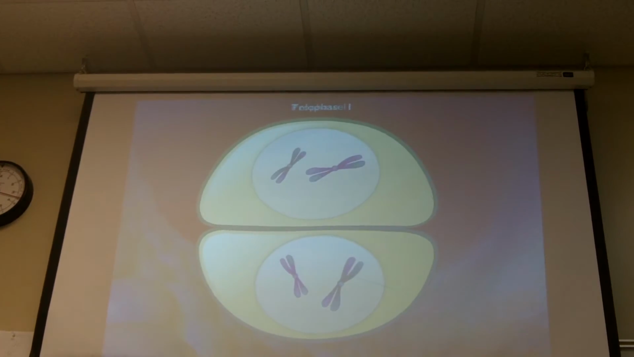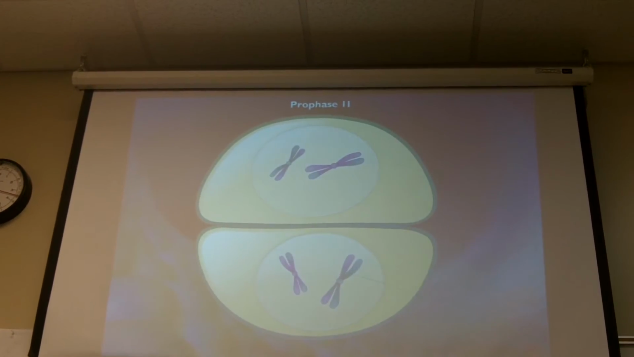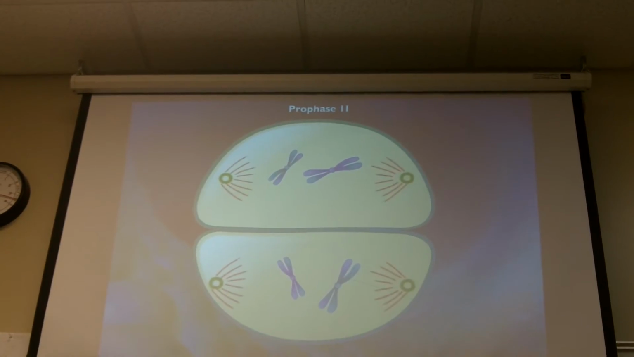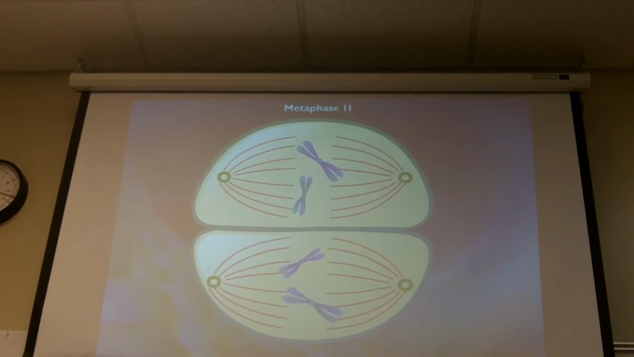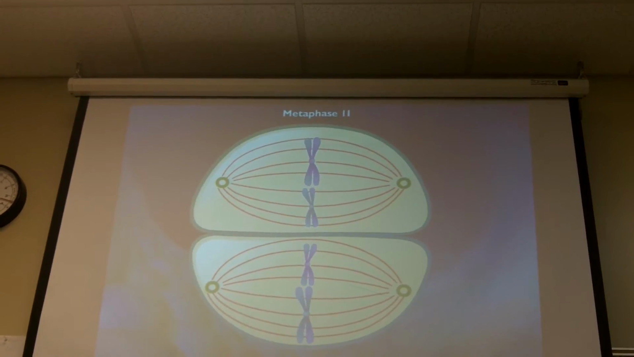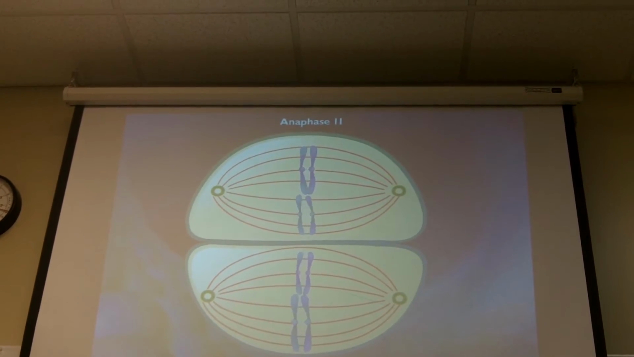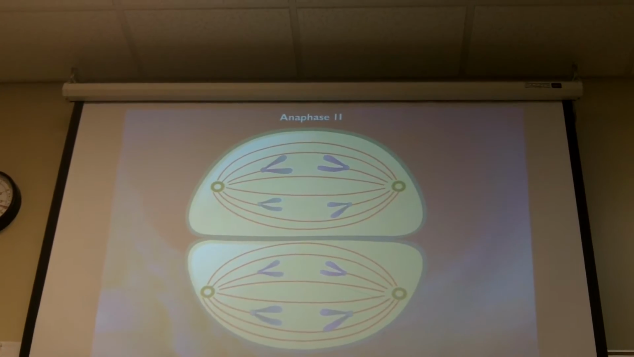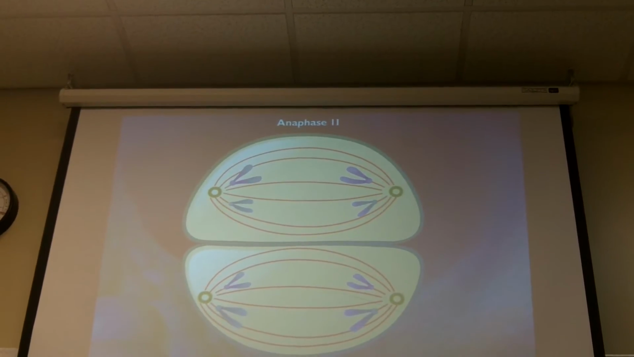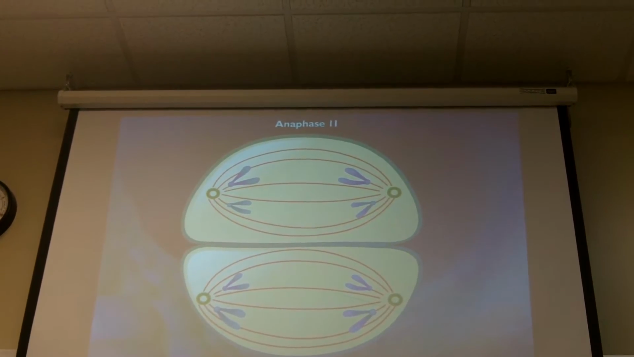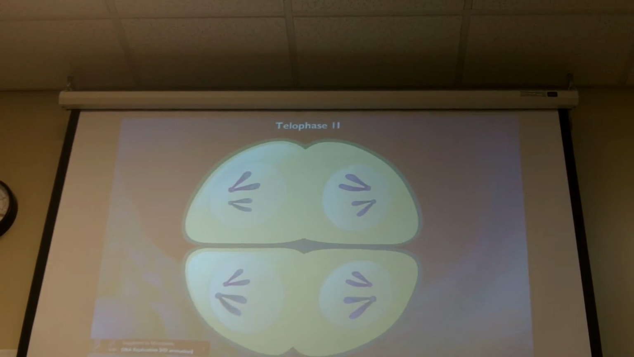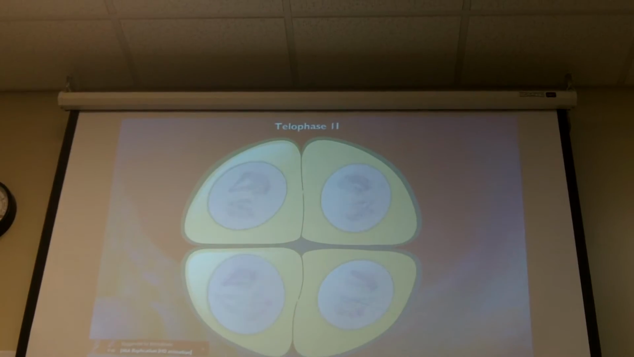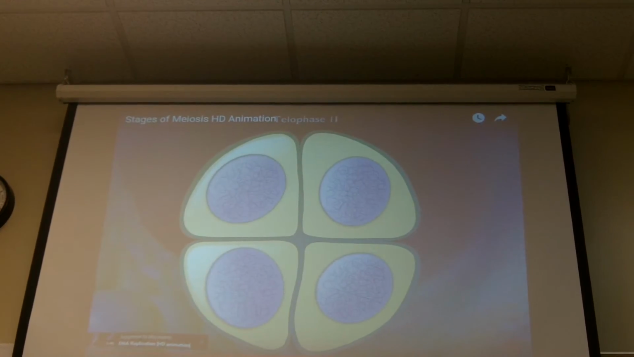During prophase 2, the nuclear envelope breaks down and a new spindle forms. In metaphase 2, spindle fibers bind to both sides of the centromeres. During anaphase 2, the spindle fibers contract and the sister chromatids move toward opposite poles. In telophase 2, nuclear envelopes reform around the sets of daughter chromosomes. Yay!